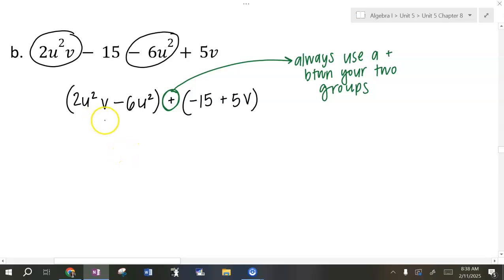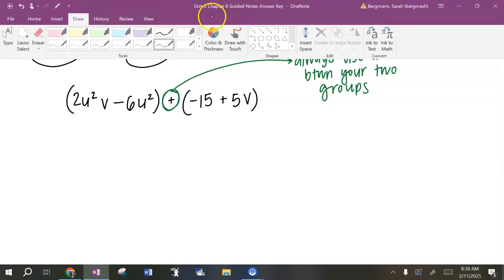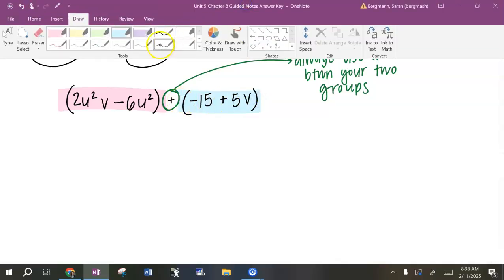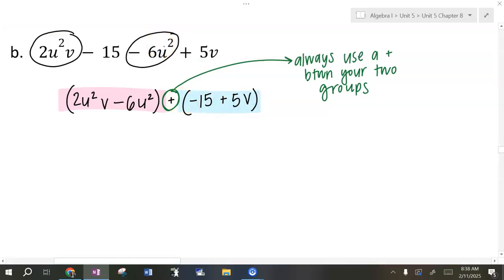Step 2, we look at each group. If you want to color code these again, you can. What's the greatest common factor of each group? Factor it out. The first group has a greatest common factor of 2u squared, which leaves us with v minus 3. The second group has a greatest common factor of 5, so I'll pull out the 5 and I get negative 3 plus v.